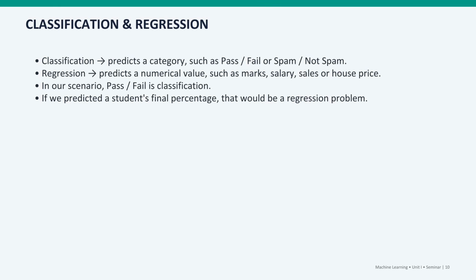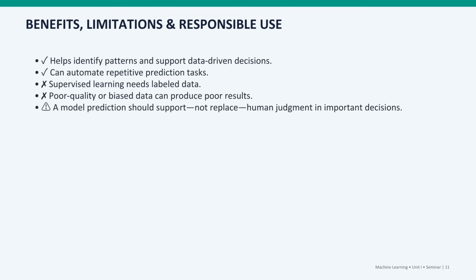Benefits, limits, and responsible use. Machine learning has several benefits. It can help us identify patterns in large amounts of data and support data-driven decisions. Supervised learning can make predictions when good labeled data is available. Unsupervised learning can help us discover hidden patterns without requiring labeled data.